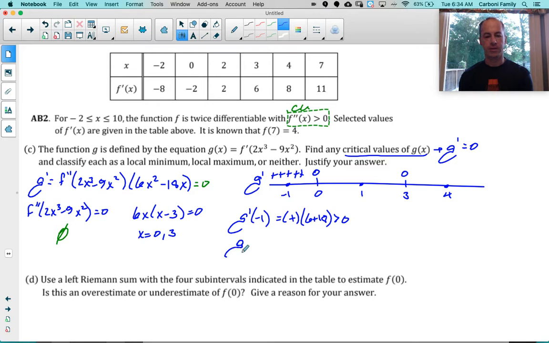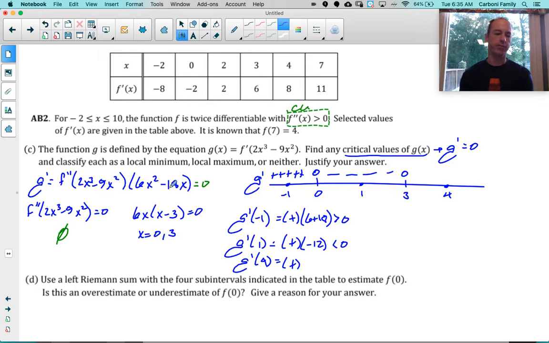Then we're going to test G prime of 1. Again, the second derivative is always positive, so I don't need to worry about that one. 6 times 1 minus 18 times 1 is -12. That will result in a negative. And then G prime of 4. Second derivative is always positive. 6 times 4 squared, 6 times 16 minus 8 times 4.